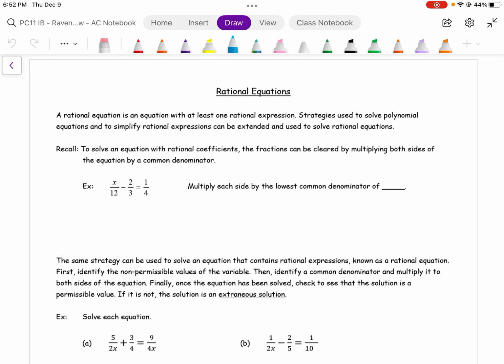We're going to be taking a look at rational equations. In essence, a rational equation is an equation with at least one rational expression. Strategies that we have learned before, such as solving polynomial equations, quadratic equations, and simplifying rational expressions will be used here extensively. To solve an equation with rational coefficients, the fractions can be cleared by multiplying both sides by the common denominator. And specifically, the lowest common denominator is the best way to go.